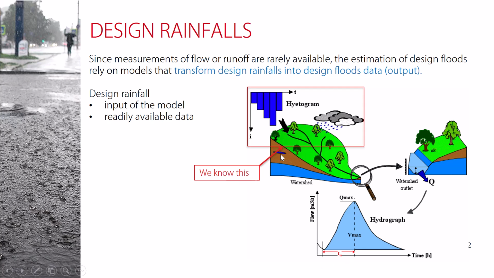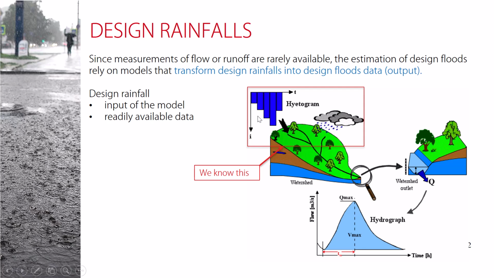So we know the hyetogram. We also know the characteristics of the catchment. So we can have the hydrograph, we can have the peak discharge, we can have the volume of runoff, which is the area under the curve of the hydrograph. So we have all the design flood components that we need for our design.